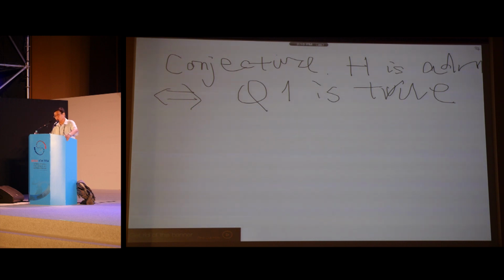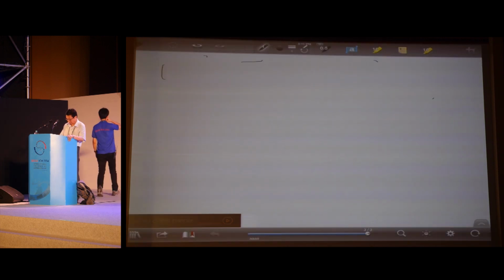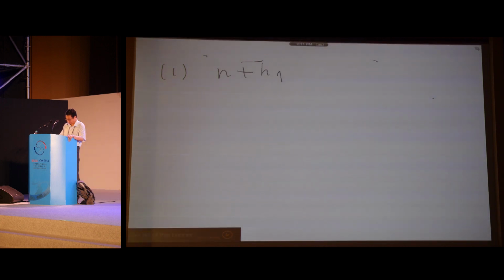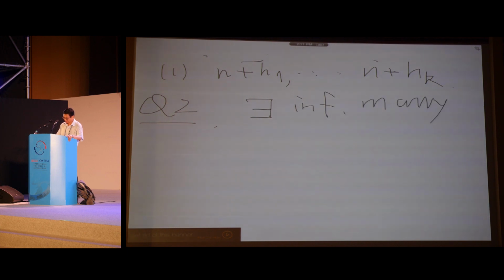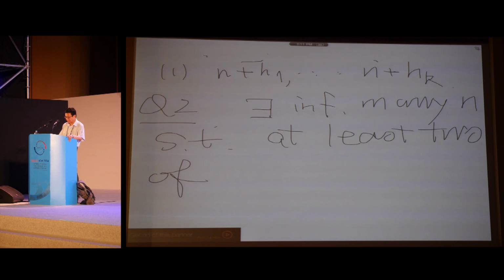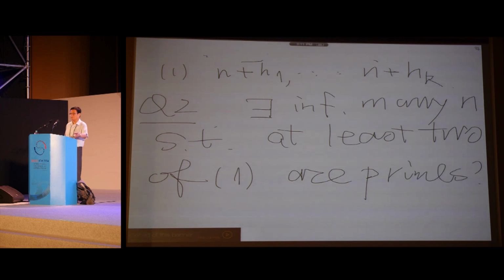Now, our approach to the twin prime problem is like this. Let me just recall something. We say question 2: do there exist infinitely many integers n such that at least 2 of these k numbers are primes? Of course, question 2 is weaker than question 1.